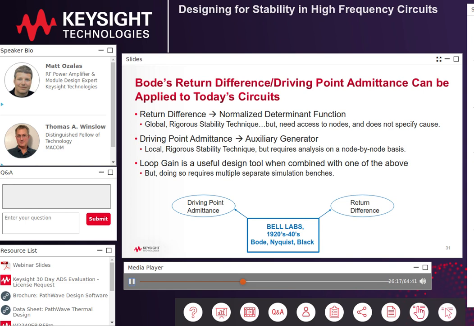And finally, loop gain is a great design tool, but it doesn't have the rigor of the other two methods. It's best if you can combine them, but doing that requires multiple simulation benches and, of course, multiple techniques.